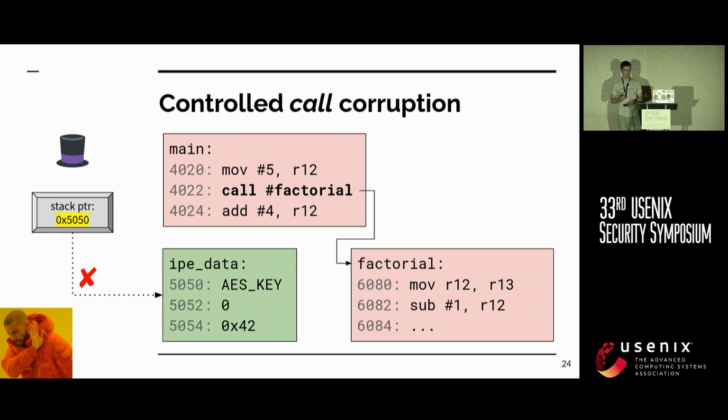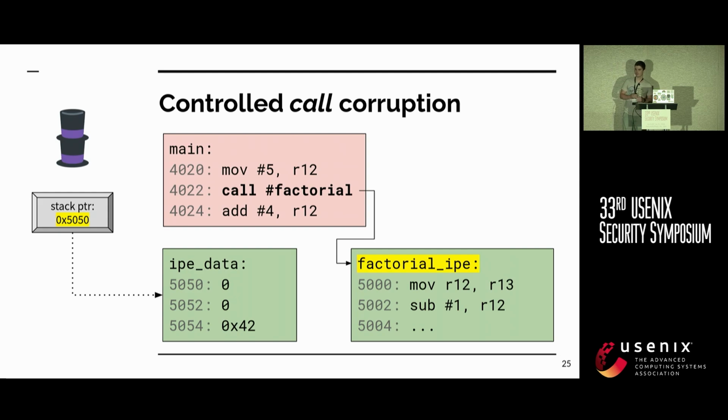Okay, at this point, we put on our second attacker hat, and we start thinking, is there an edge case to the edge case that we could try to exploit? And what we do is, instead of calling any old function on the device, what happens if we call a function inside the IPE region?